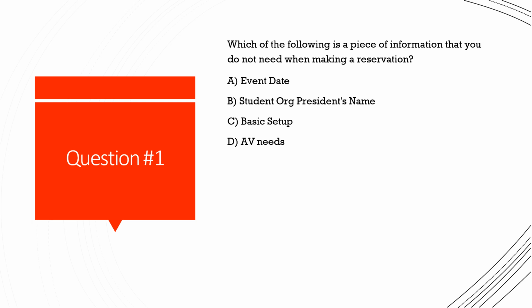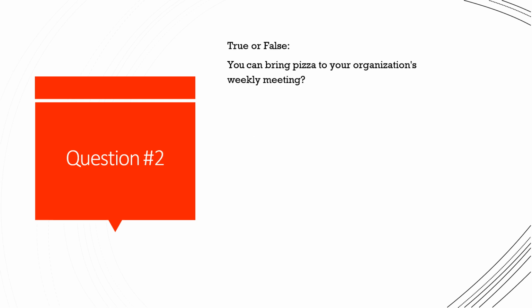First question is going to be, which of the following is a piece of information that you do not need when making a reservation? A, the event date. B, student organization president's name. C, basic setup. Or D, AV needs. The correct answer is going to be B, your student organization president's name. While we do need a contact for your reservation, it does not need to be your president. It can be any officer or designated individual.